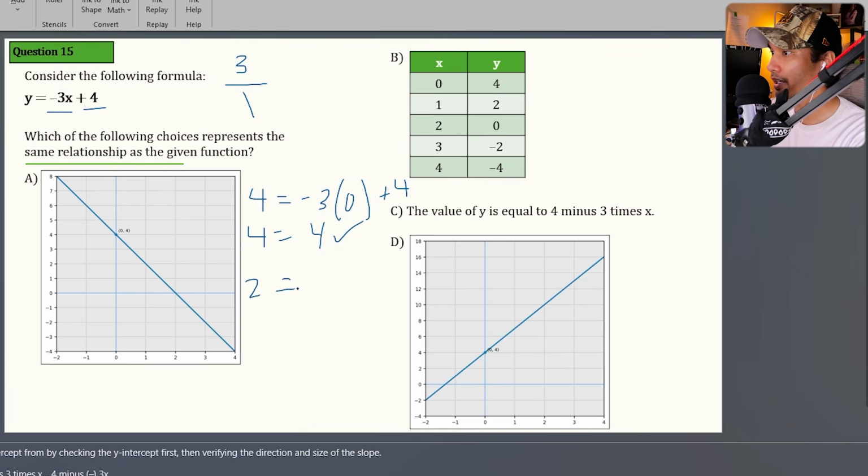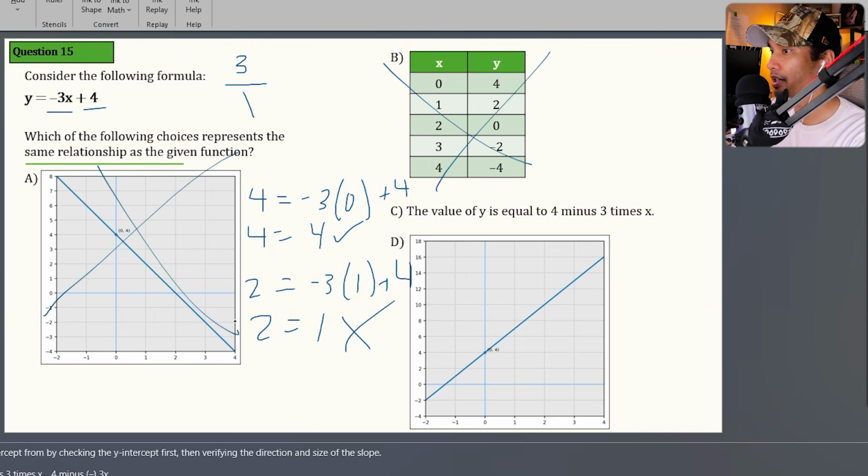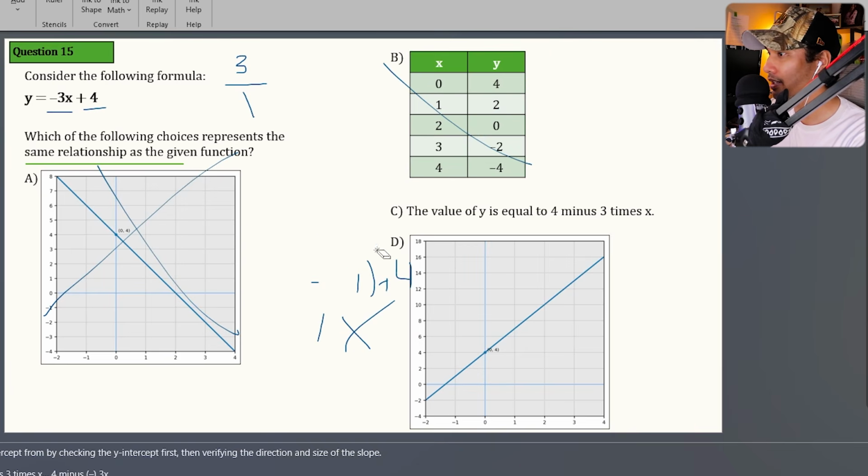So 2 equals negative 3 times 1 plus 4. What is negative 3 times 1? That is negative 3. What is negative 3 plus 4? That is positive 1, and they do not equal. So we could rule out the table now. So we ruled out A and we ruled out B, and that leaves us with C and D.